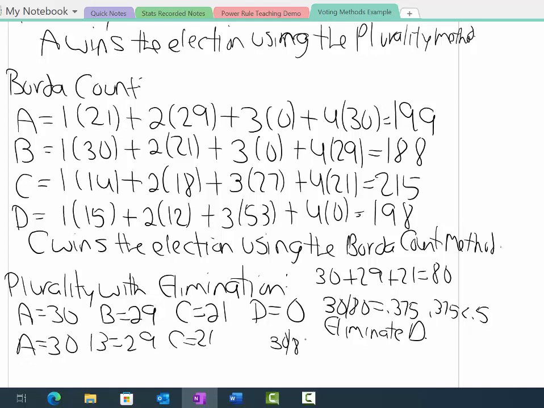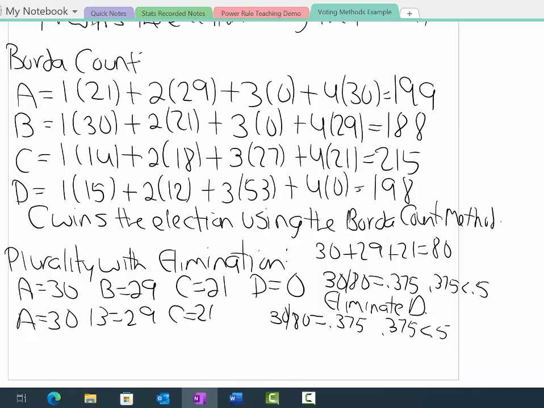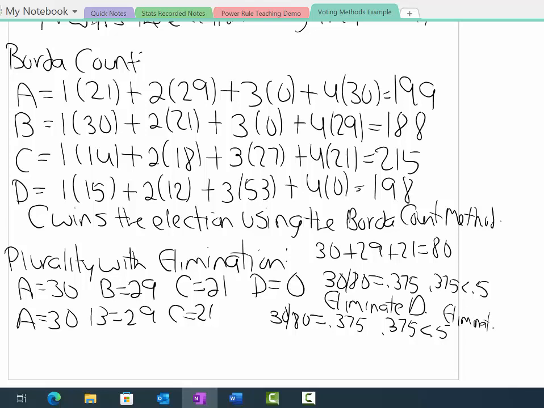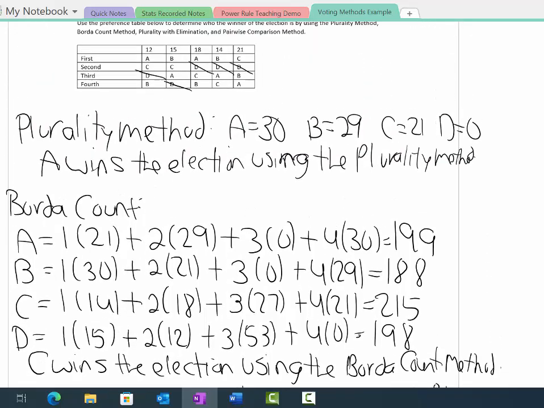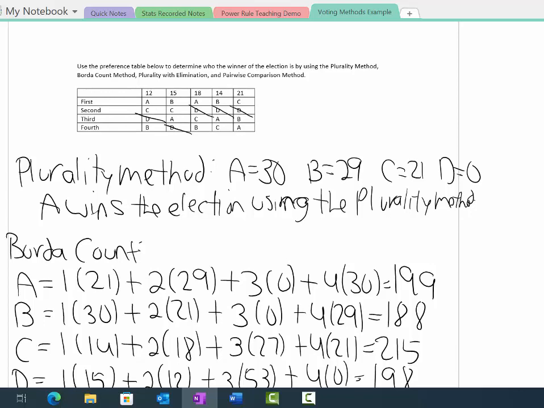30 divided by 80 is still 0.375, and that's still less than 5/10. Now, which candidate has the least amount of first place votes? Now, that's C. So we will eliminate C. All right, let's go back up then. And now we're going to eliminate C from each column.